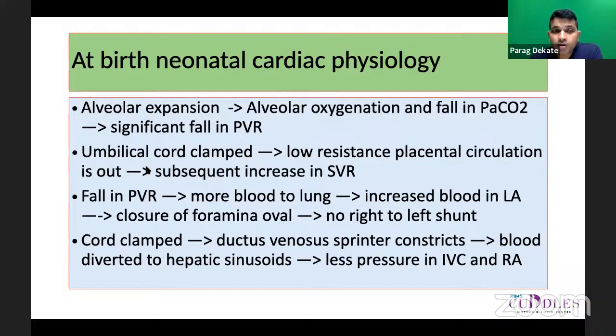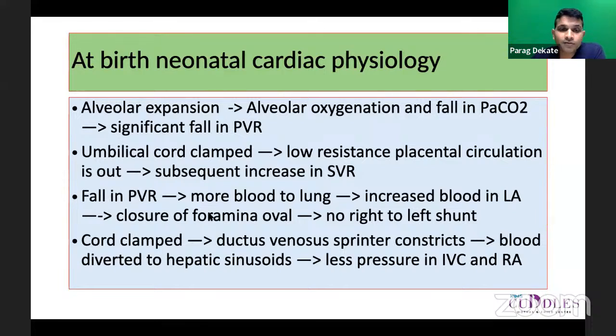Simultaneously, there is clamping of the umbilical cord. So what happens? You get separated from the low resistance placental circulation. There is no more prostaglandin E2 in the circulation, and there is a subsequent increase in the systemic vascular resistance. So systemic vascular resistance is increasing, PVR is falling. And because of that, the RV preferentially sends blood into the lung rather than through the ductus arteriosus into the systemic circulation.